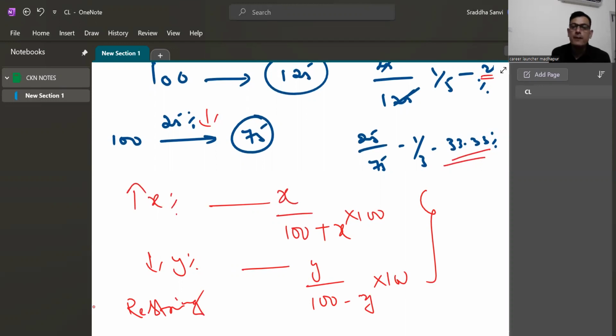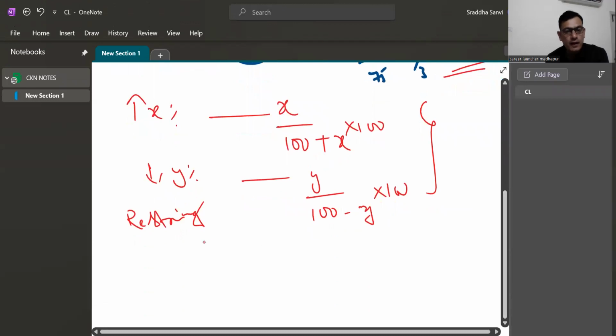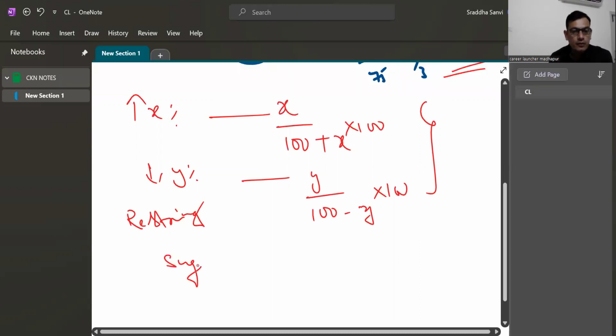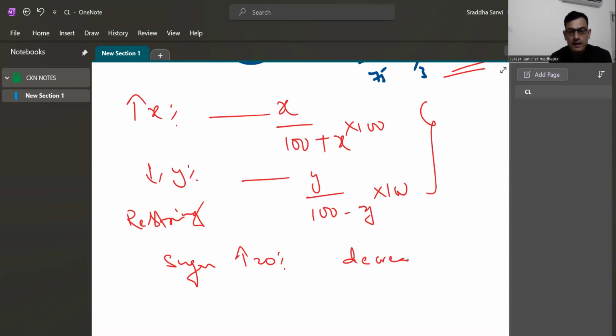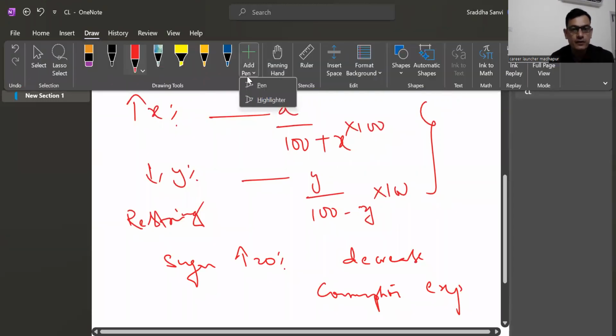Now we will see a couple of applications on this. In a few other cases you would have seen, I saw a problem here. The problem was like this. The cost of sugar increased by 20%. By how much percent does a family have to decrease their consumption to maintain the expenditure on sugar the same? I'll repeat again. They said the cost of sugar increased by 20%.